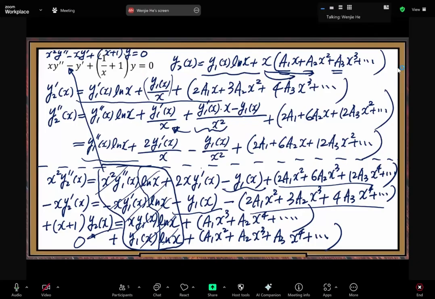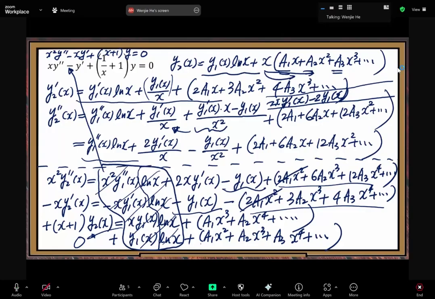Here I do not have space to write. Okay. So 2x y1 prime of x minus 2 y1 of x. This place we need to use the y1 solution. Then the capital A terms, minus, gone. Okay? So that's that.